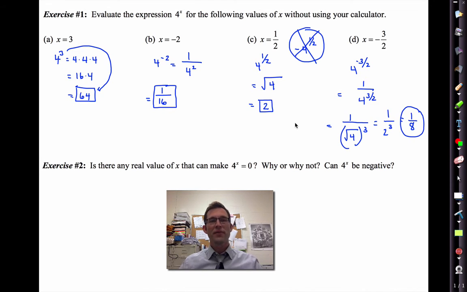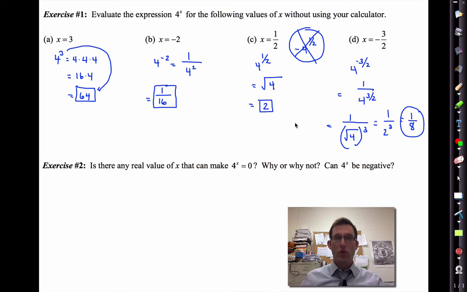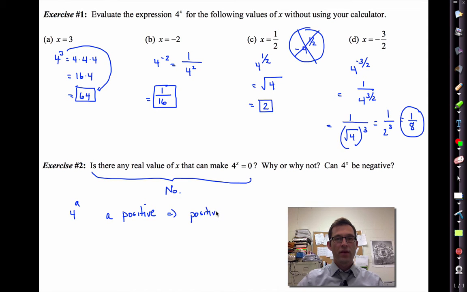All right, well, let's talk about them. There's a whole lot of no in terms of this question. Is there any real value of x that can make 4 to the x equal to 0? And the answer is no. It's very simple. If we have 4 to the a, where a is positive, clearly the result is positive. If we have 4 to the negative a, that's just 1 divided by 4 to the a. And again, assuming that a is positive, so negative a is negative, that's going to be a positive divided by a positive. That's still going to be a positive.